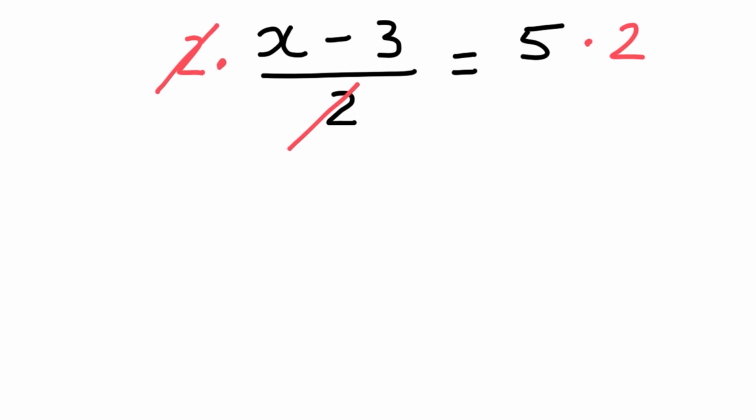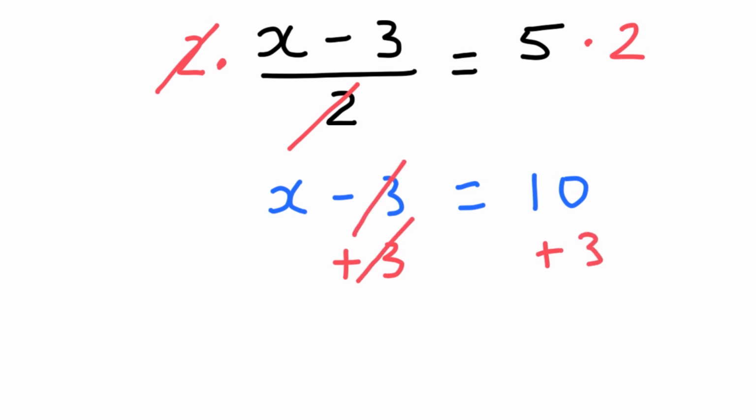2 on top, 2 on bottom, they cancel. And now I'm just going to clean up what I have. X minus 3 is equal to, and 5 times 2 is 10. So now we just have a one-step equation. One more thing to do. To get x by itself, get rid of this minus 3 by doing the opposite. I'm going to plus 3 on both sides. Minus 3 plus 3 makes 0, so they cancel. And I'm left with x is equal to 10 plus 3 is 13. Now let's see if it works. If x is 13, we have 13 minus 3 is 10, and 10 divided by 2 is equal to 5. It works in the original equation, so I know it's correct.